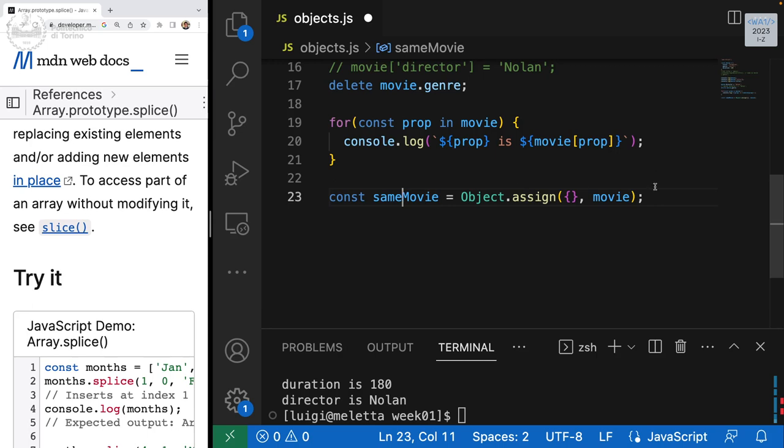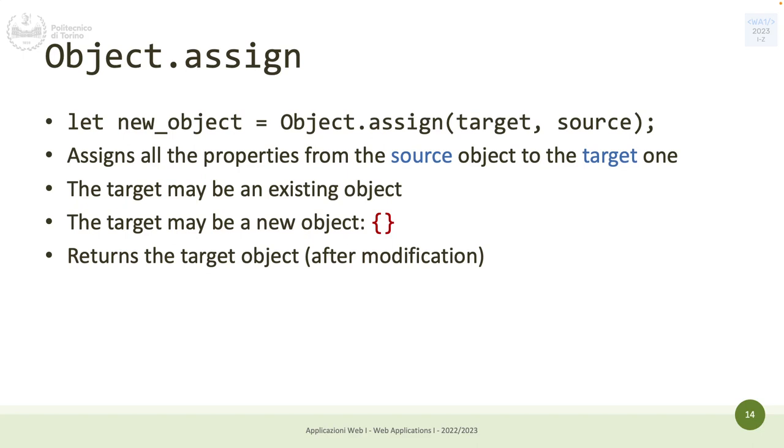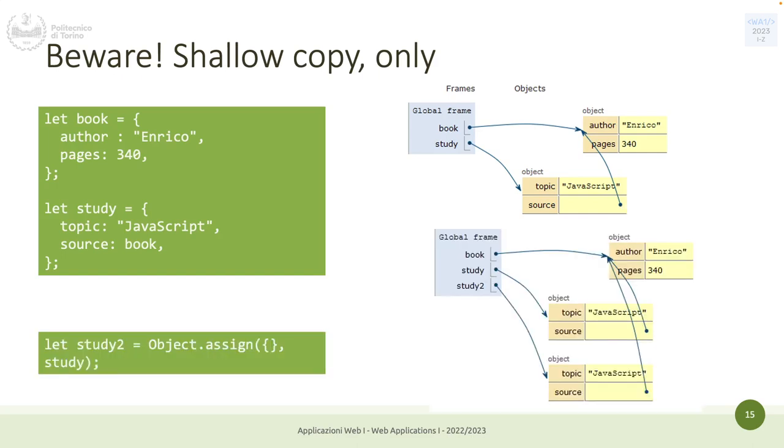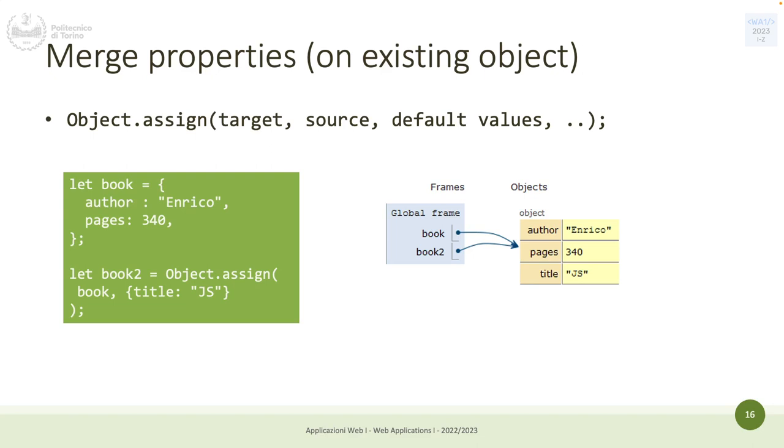But assign can also be used to merge objects, for instance. Let me get them from the slide. Well, clearly, this is a shallow copy, like for arrays. It's a shallow copy. It's not a deep copy. If inside there is another object, that copy will not be done. You can also merge properties on an existing object. So you can assign another object, like title JavaScript, to an existing object, book, and return the merge of the two objects. So book2 will have all the properties of book plus title. So it's merging.